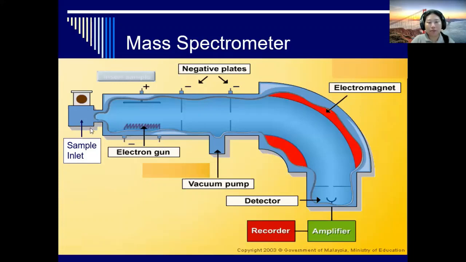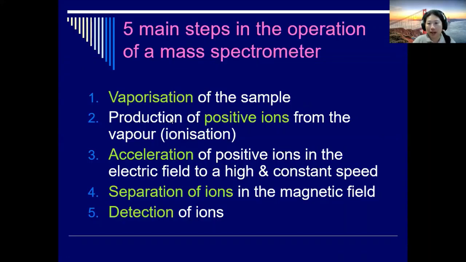So this is the part of the mass spectrometer. The mass spectrometer is the instrument used to test the isotopes, the abundance of isotopes, to determine the relative atomic mass, and even the molecular structure, the structural formula of the isomers. So these are the things. Now, when you look at it, you have five steps.